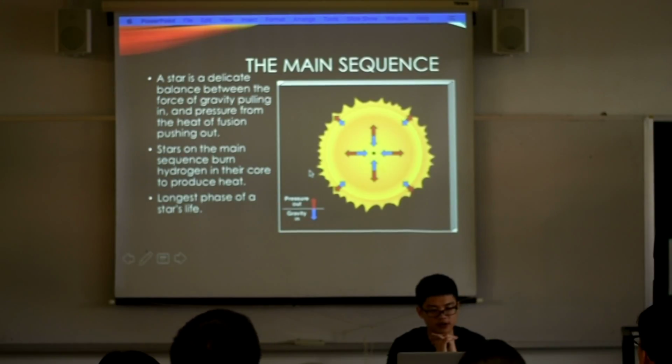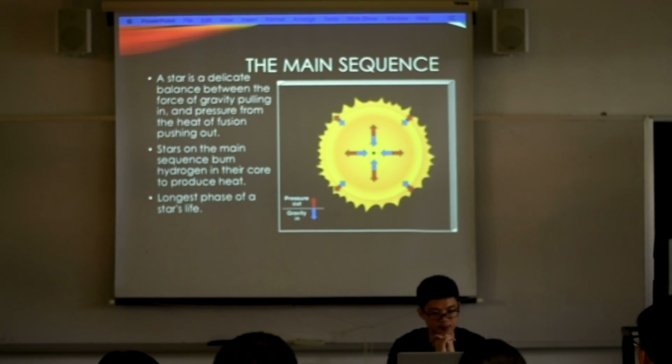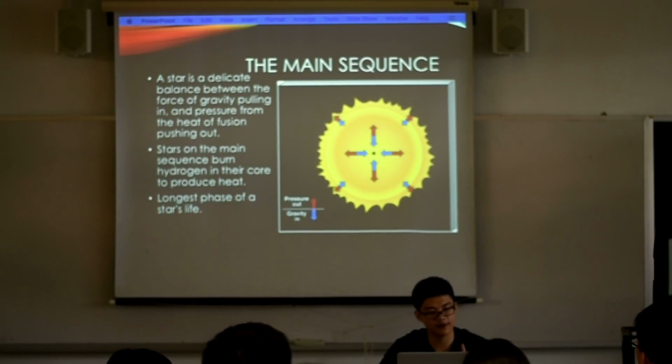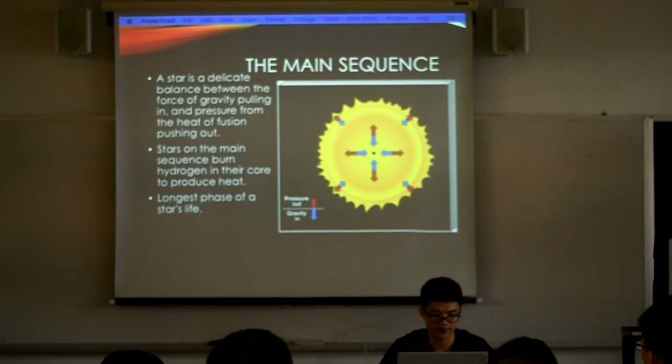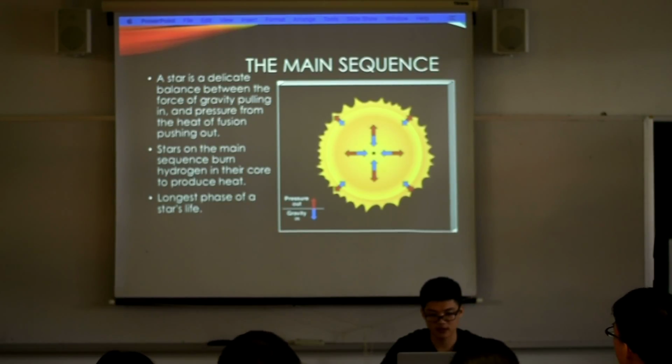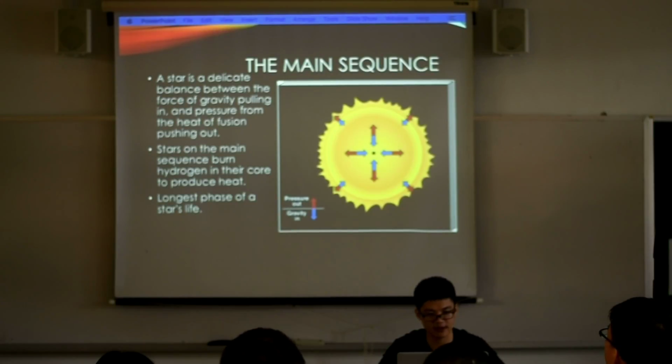So we're now going to talk about the main sequence. A main sequence star has a delicate balance between the force of gravity and the force of pressure, as we talked about before. And it has a distinguishing characteristic, which is that it has the nuclear fusion of hydrogen inside its core, and only hydrogen. It is the longest phase of a star's life. So there's no other kind of fusion in the main sequence star.